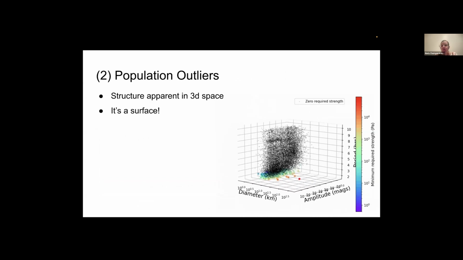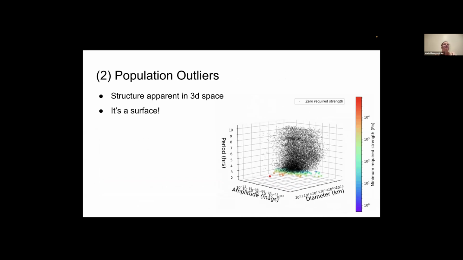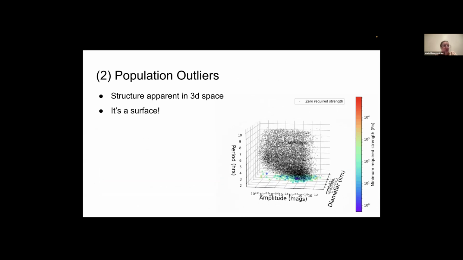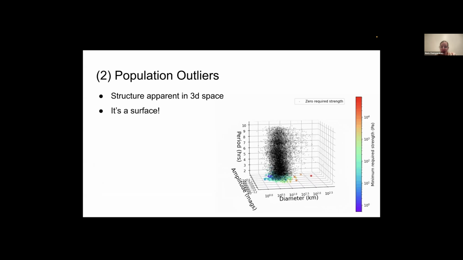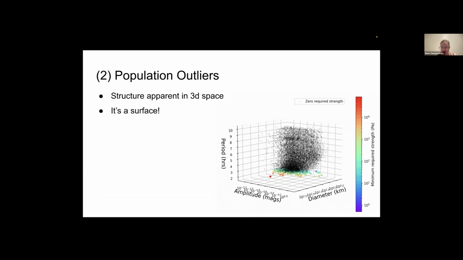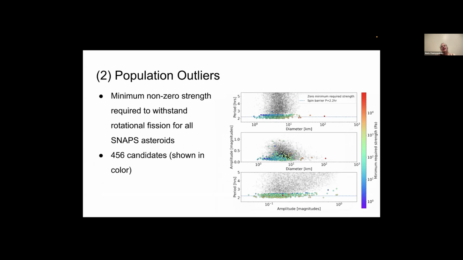But the point here is when we have more than two dimensions, we keep adding dimensions and we start seeing these structures and being able to say, oh, well, there's a population outlier group, and this is how we find out what they are. What we're looking at is a space that has period, the diameter, and the amplitude of these objects. These are all SNAPS objects. And what we did is we calculated the minimum strength required to withstand rotational fission for all of these asteroids.